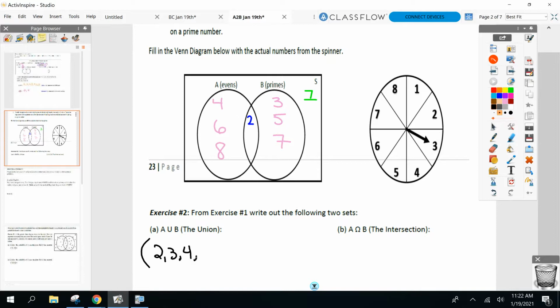4, 5, 7, and then 8. What? No. 6 gets no love. Oh, my bad. 6. Yeah.